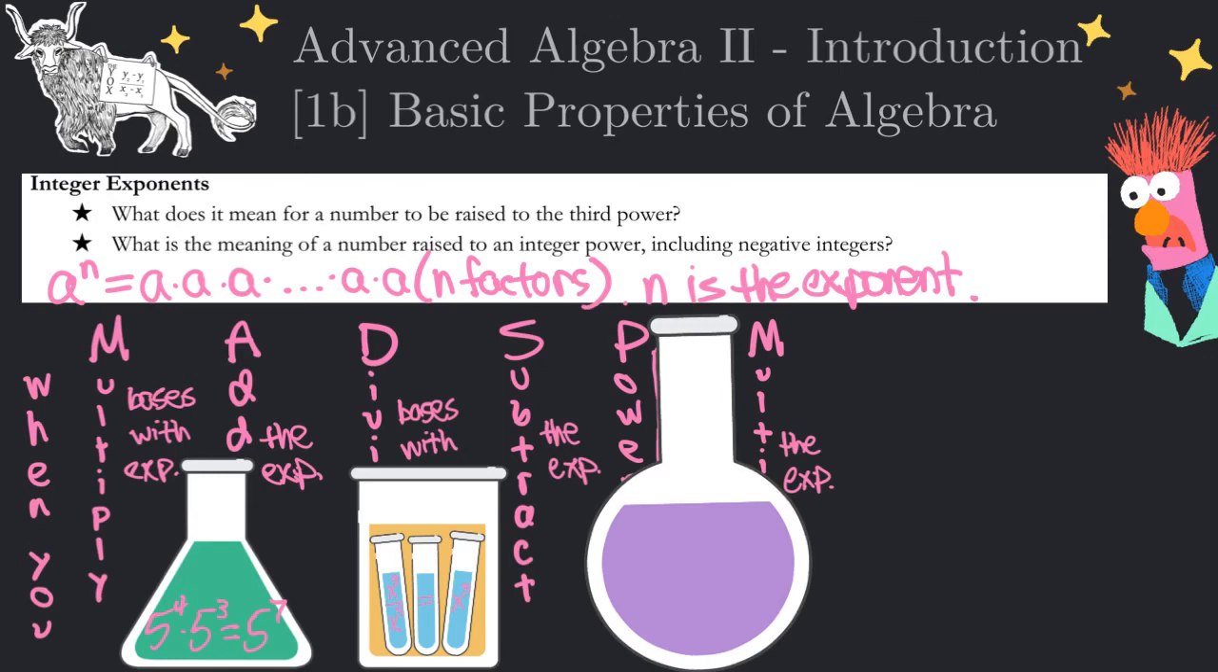And for the PM part of the mnemonic, we have something like y squared raised to the third power. So that's equal to y raised to the 2 times 3, which is y to the 6th power.